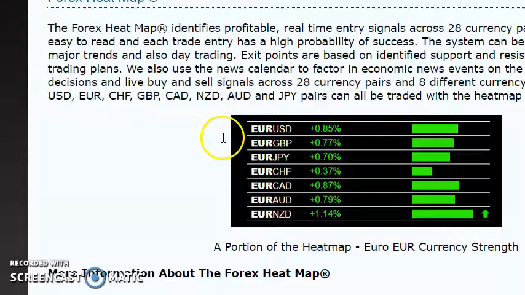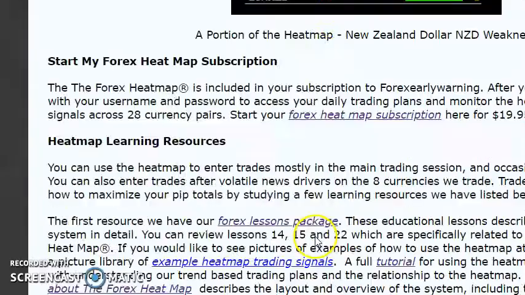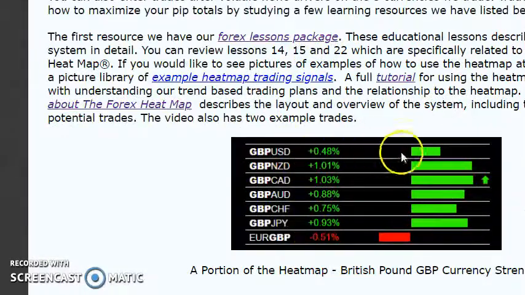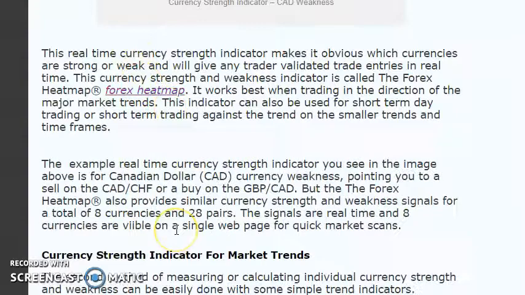Forex Heatmap works. You know, here's a euro strength signal, so you can trade the euro USD or the euro New Zealand dollar. Here's the New Zealand dollar again. Here's the British pound, British pound strength. These are strong movements. These are not small movements. These are 125 to 150 pip movements here on the British pound pair. So you can learn more about the Forex Heatmap right here.